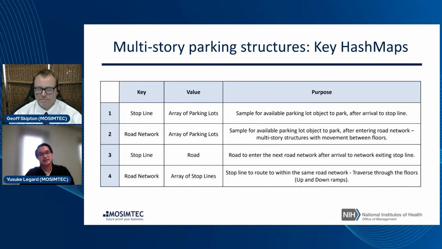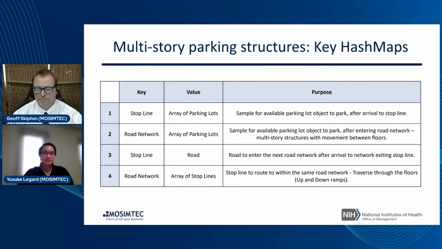These that you see on the screen in this table are 4 hash maps that were essential for the vehicle routing in the multi-story parking structures. So the first hash map has a key of stop lines, and the values are an array of parking lot objects. This is used for vehicles parking at surface lots and MLP7, which I mentioned earlier is in its simplest form 4 surface lots on top of one another. When they arrive at the stop line for the structure, which is the key, the vehicle samples for an available parking lot object from the corresponding array.